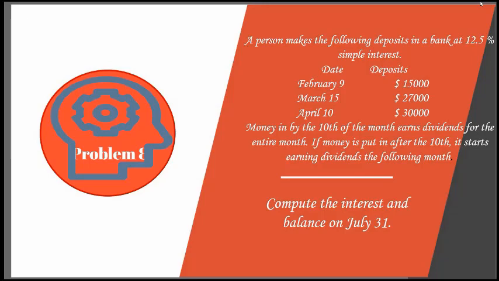Money in by the 10th of the month earns dividends for the entry month. If money is put in after the 10th, it starts earning dividends the following month. Compute the interest and the balance on July 31.